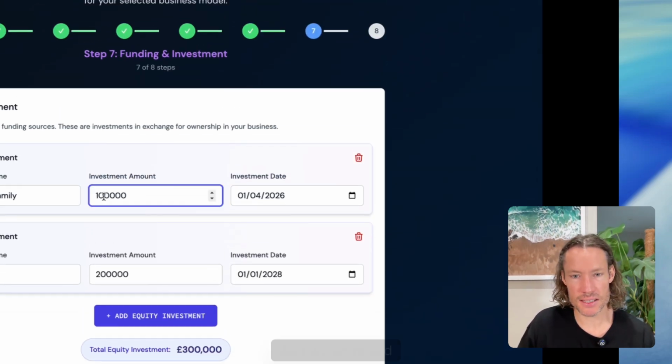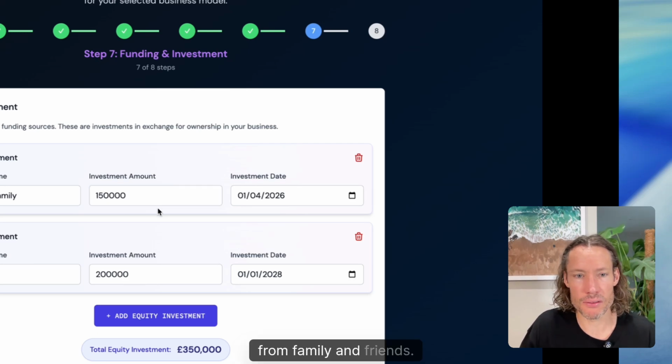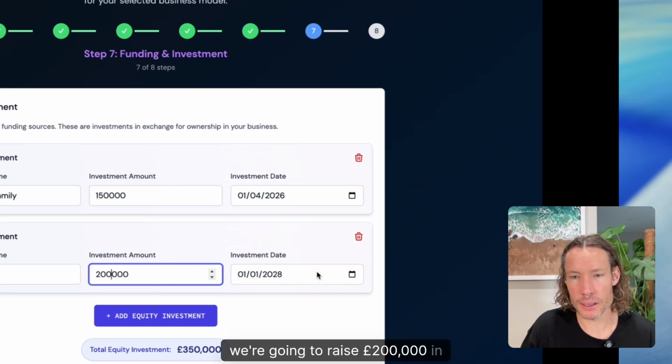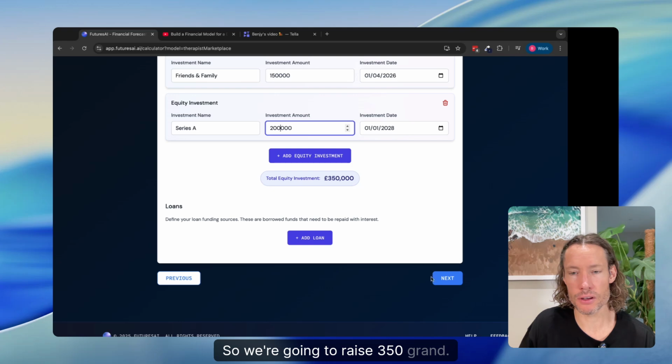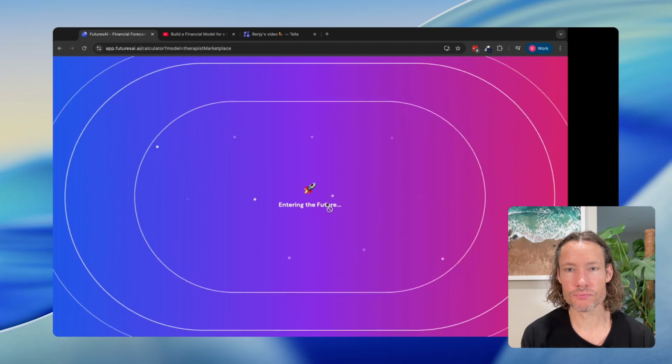And we've raised, let's say, £150,000 from family and friends. And in the future, if this goes well, yeah, we're going to raise £200,000 in 2 years' time. Cool. So we're going to raise 250 grand, no loans. Great. Let's see what the future holds.